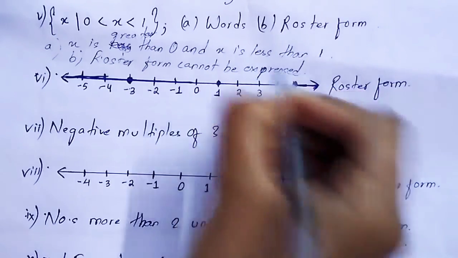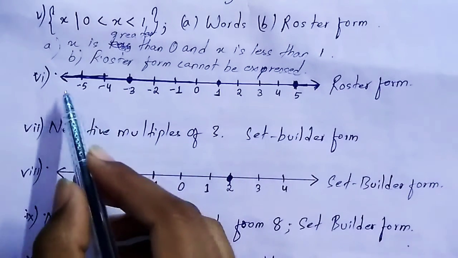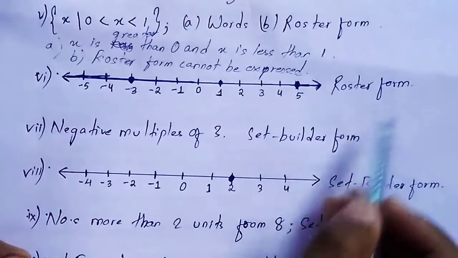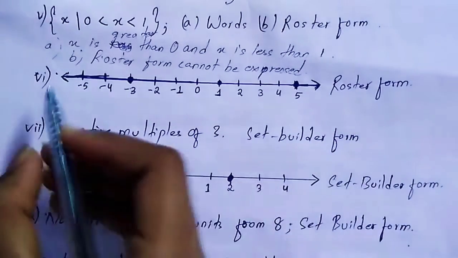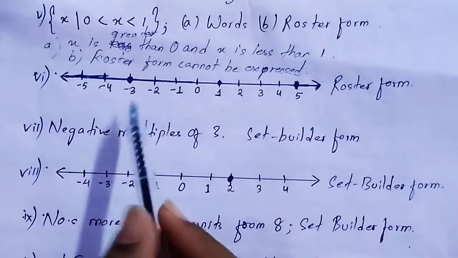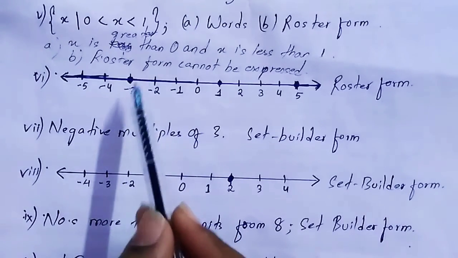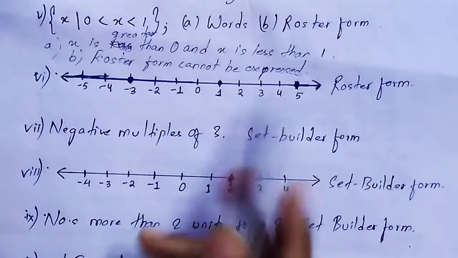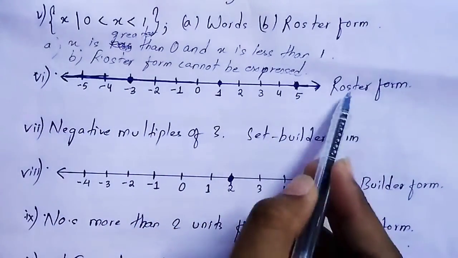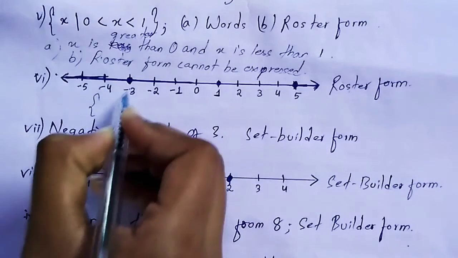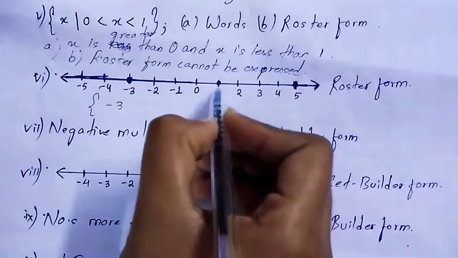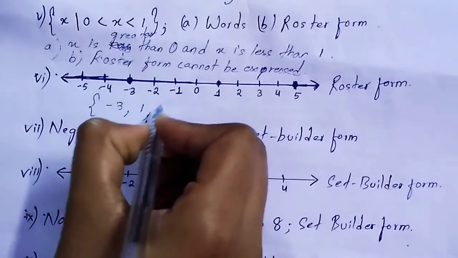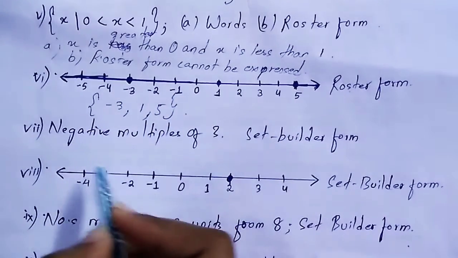This is P. Next one, you have a number line given and you need to express this in roster form. So you need to write the elements that are there. So in the number line, you can see clearly that three numbers are marked. So these are the three numbers that are the elements in the roster form. So you need to write -3 and then this one is circled. So this one, 1, and then you need to write 5. So these are the numbers that you need to express in roster form.